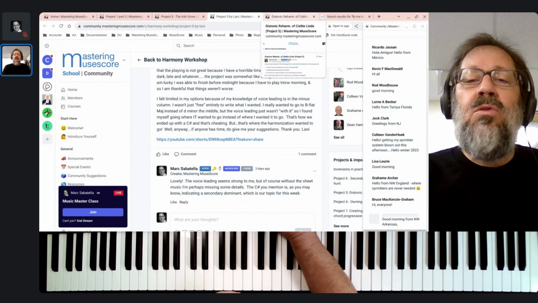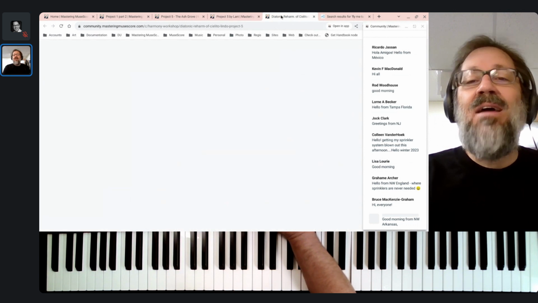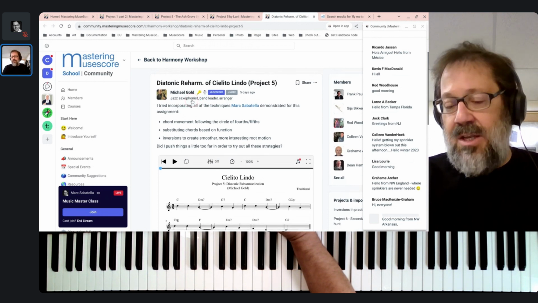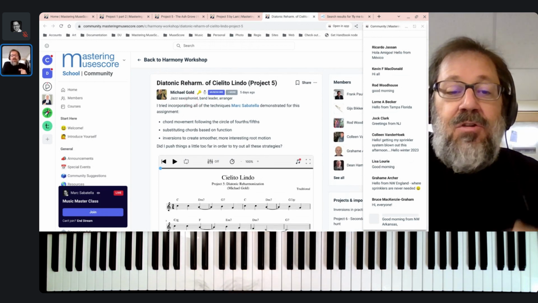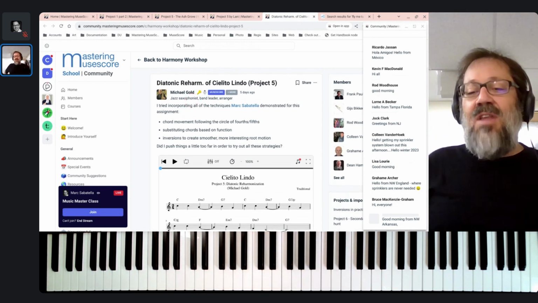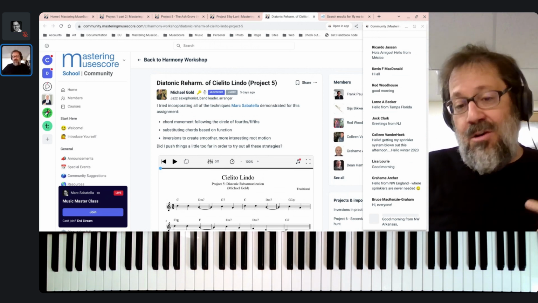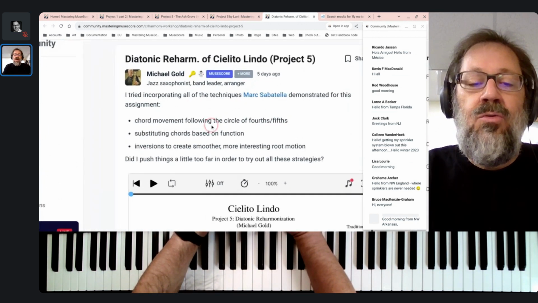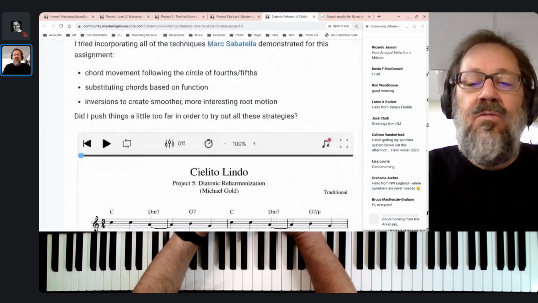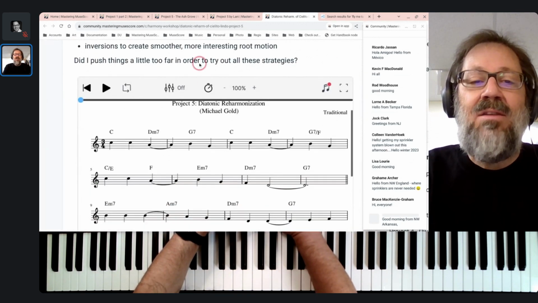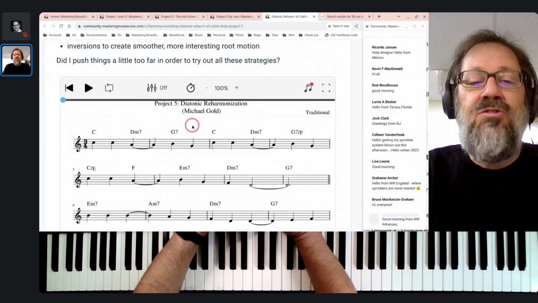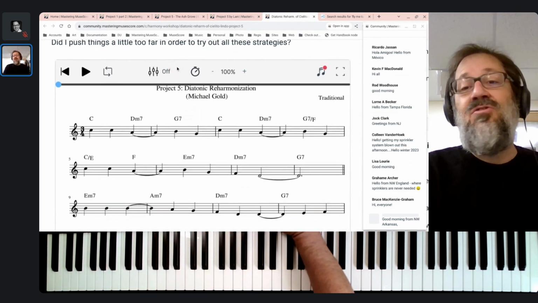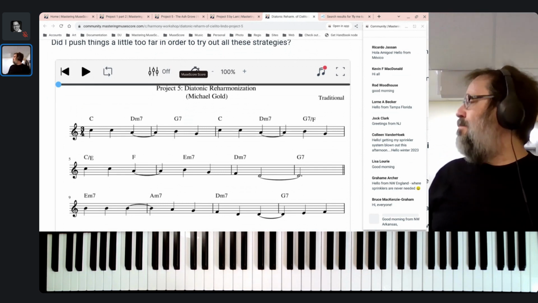We're going to look at this diatonic reharmonization here that Michael did of Cielito Lindo. And a few people have chosen this piece, which is nice because it's actually kind of a hard piece to deal with, I think. It's kind of hard to get it to feel like it makes harmonic sense with anything other than the most simplistic chords. But I think Michael did just such a fabulous job that I want to highlight this here.